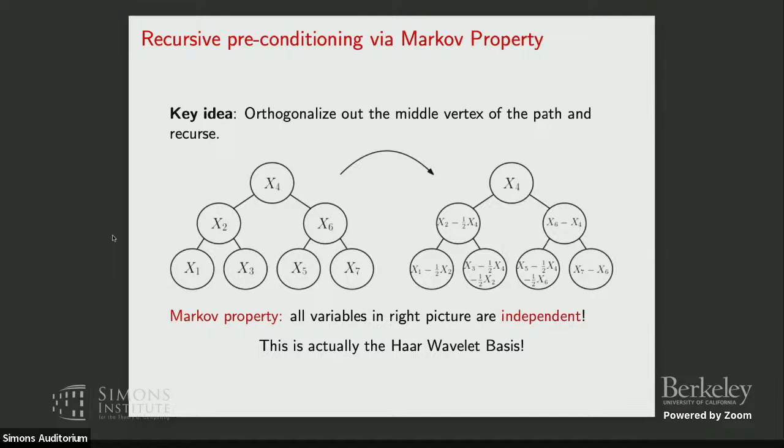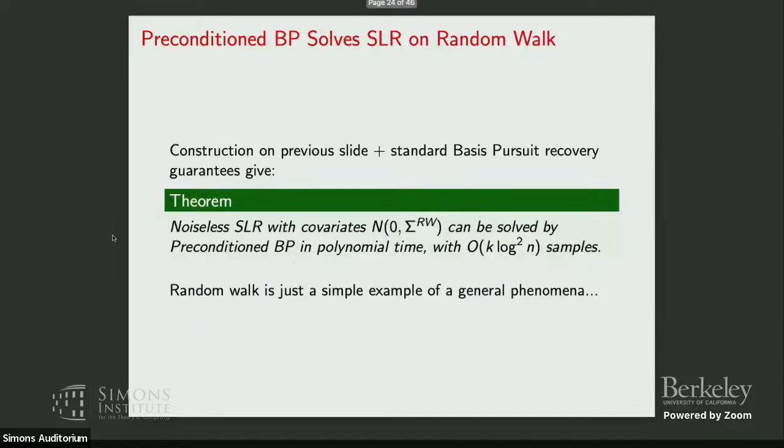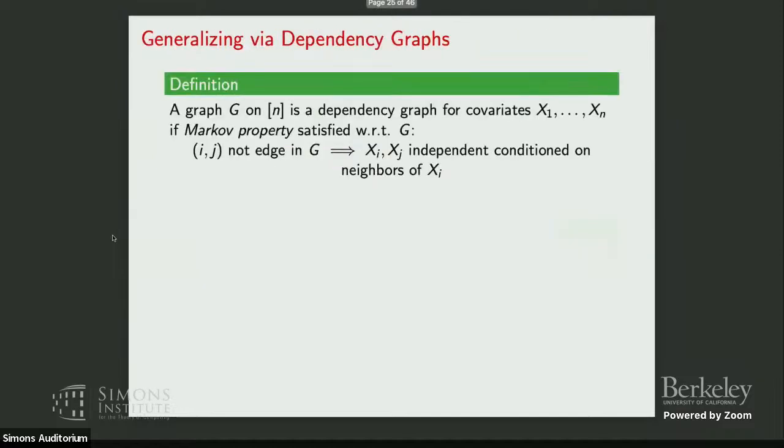So in general, going beyond the random walk, how is this preconditioner going to look? I'll tell you that in a second. To abstract it out, let's first look at the main property of random walk that we're using, which is the following Markov property. For any set of variables x1 to xn, you can define a dependency graph. We say G is a dependency graph if whenever you have two vertices that are not adjacent in this graph, then they're independent conditioned on neighbors of one vertex.